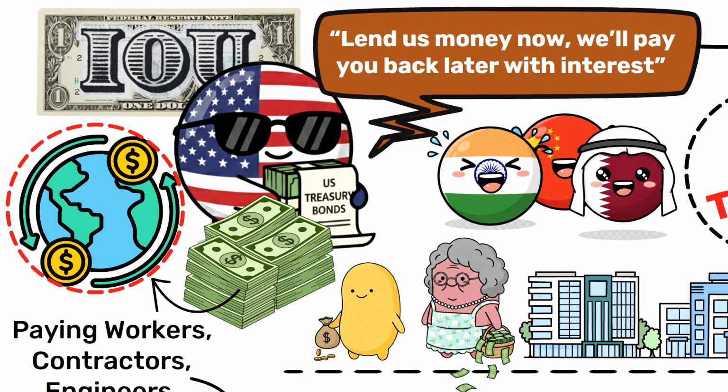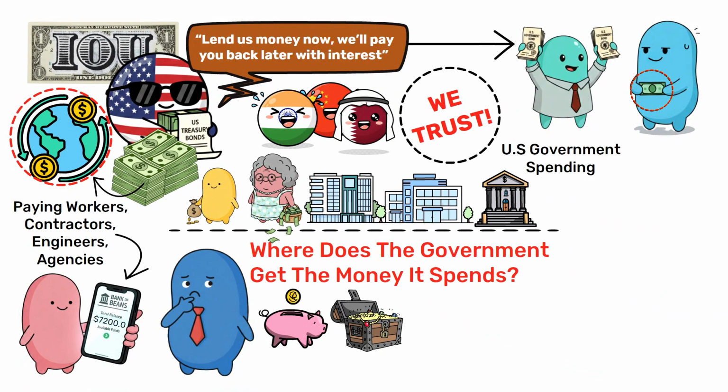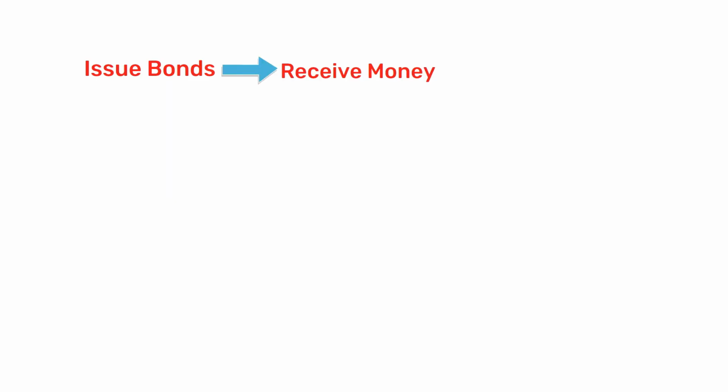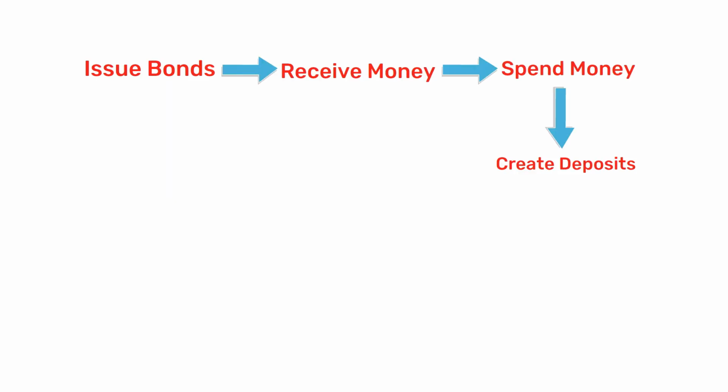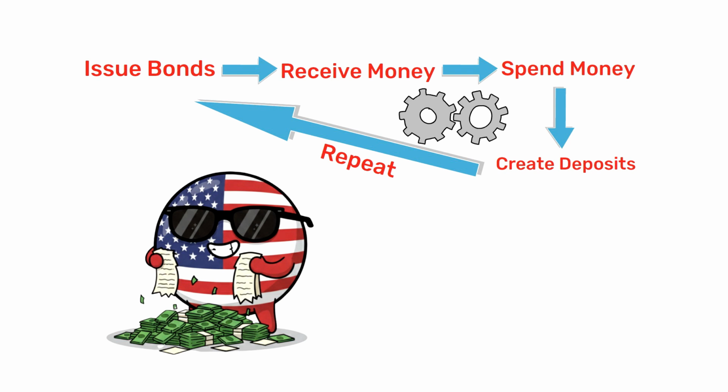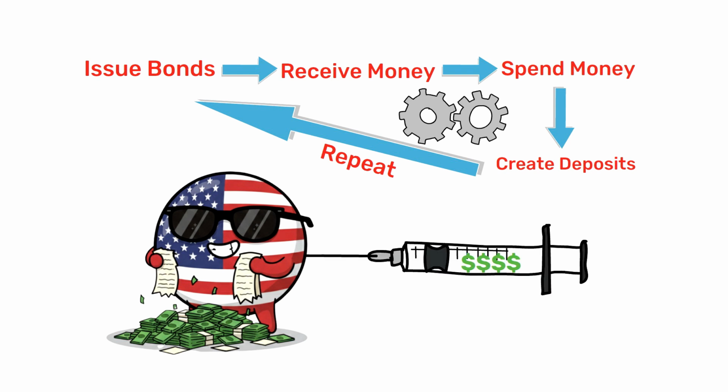But the problem is the U.S. government almost always spends more than it collects in taxes. That gap is the deficit. And to cover it, the government issues even more bonds. This is the loop. Issue bonds, receive money, spend money, create deposits, repeat. It's not a one-time trick. It's the engine behind almost every dollar the government injects into the system.